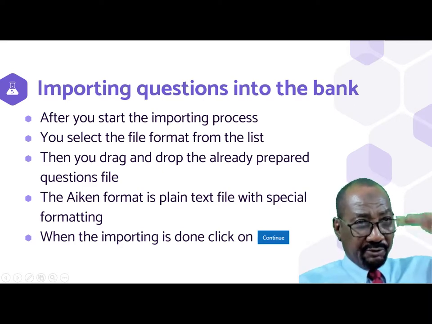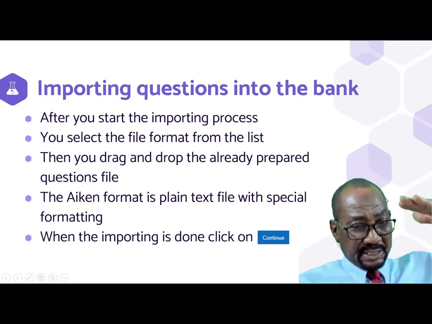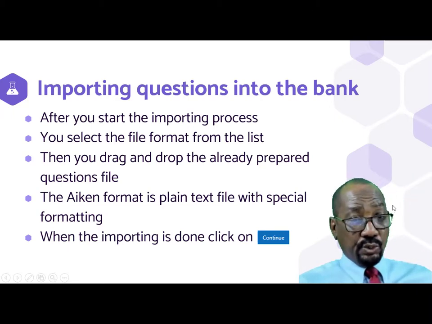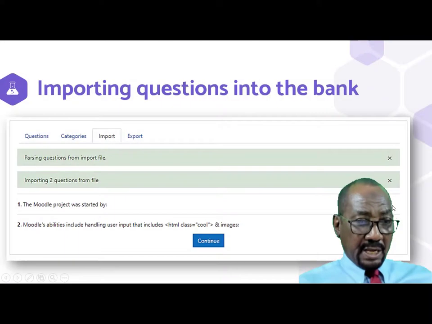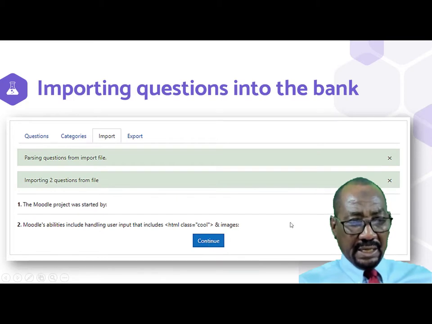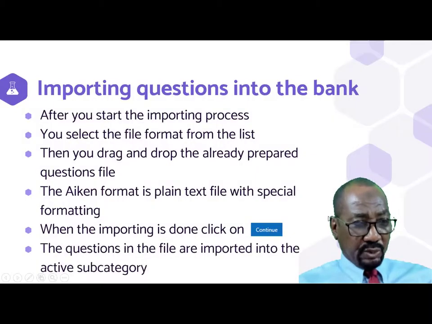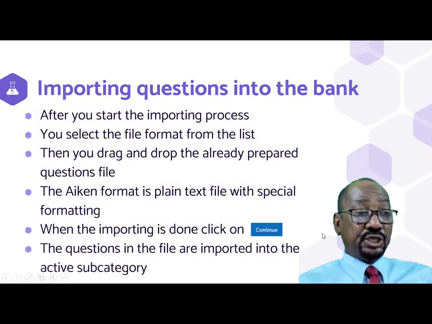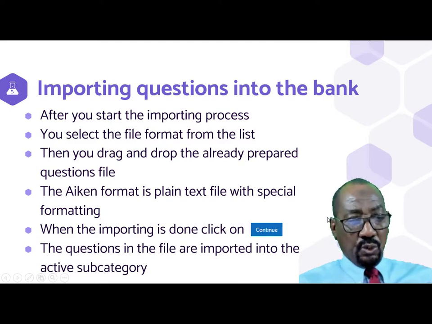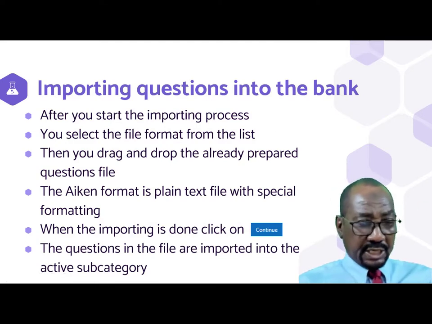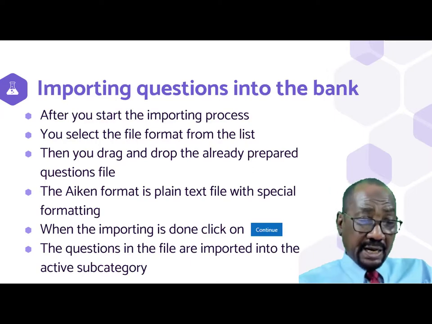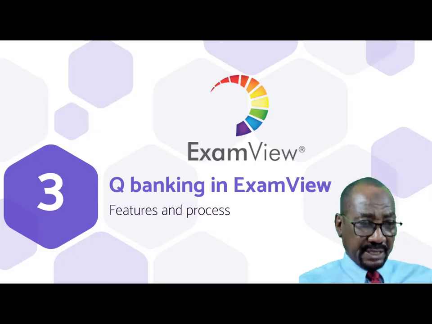When the importing is done, it will give you a report that the process is successful, and under that report you will have the button continue. You have to click on that. So these are the important questions, and then you can click on continue. If you don't, then the importation will fail. So after you click, the questions in the file are imported into the active subcategory. When you started this importation, whichever category was active, the questions will be added to that active subcategory.